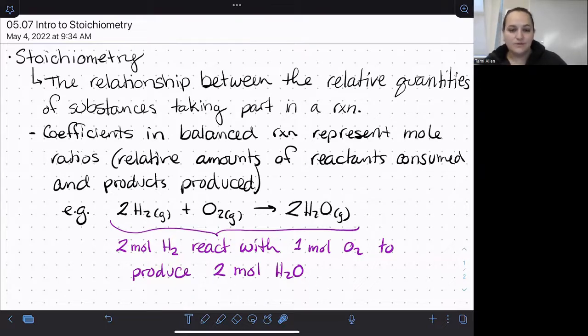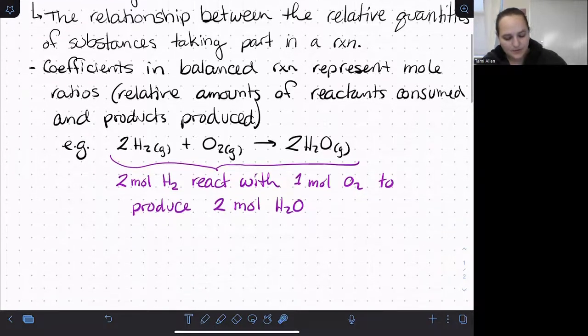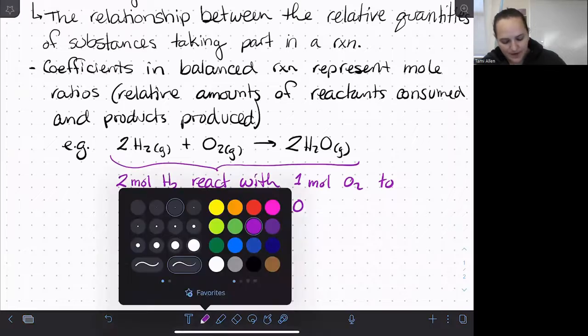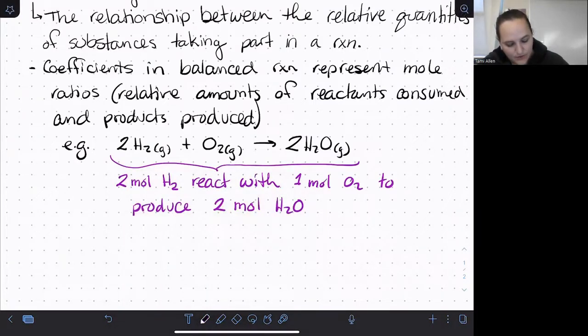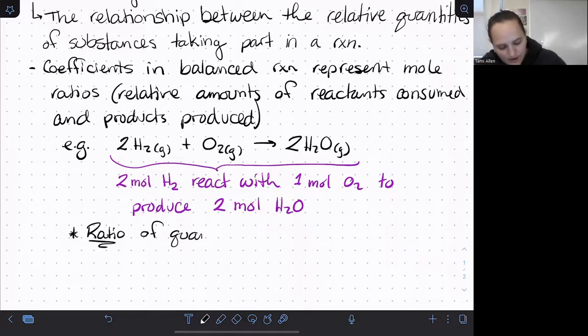And we can use these as ratios to scale that up or scale that down accordingly and interconvert between moles of different reactants and products. So that ratio of amounts is always going to be preserved, regardless of how much stuff is actually reacting.